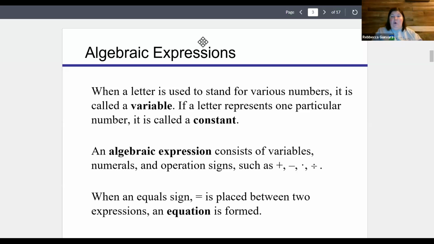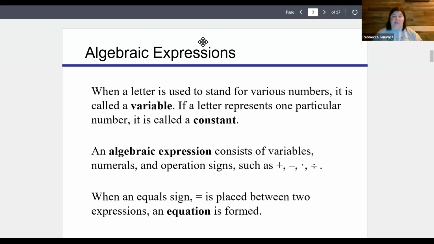So when a letter stands in for a number, that's when we call it a variable. If a letter stands in for only one number, then it's called a constant. We'll see what that means here. If it's a number that we know changes, then it's a variable. If we know it has to be something in particular, then it stays, and we call it a constant.